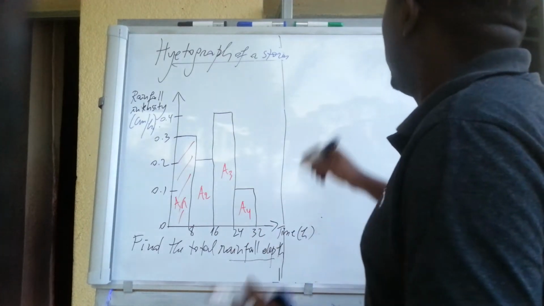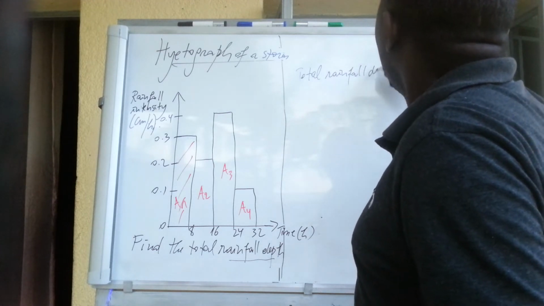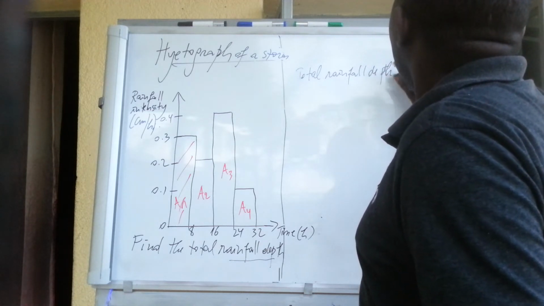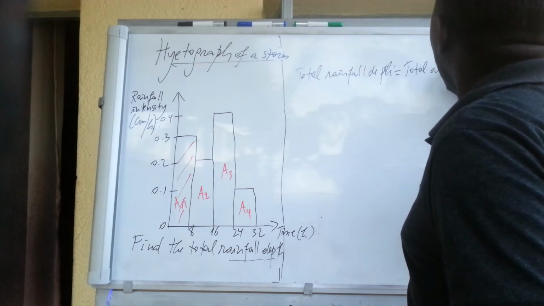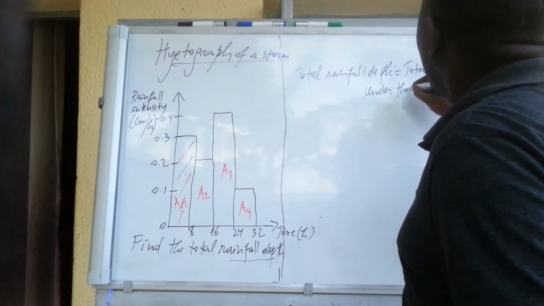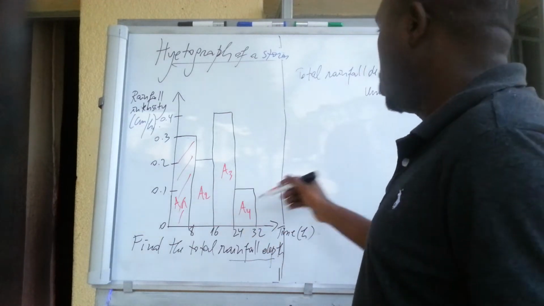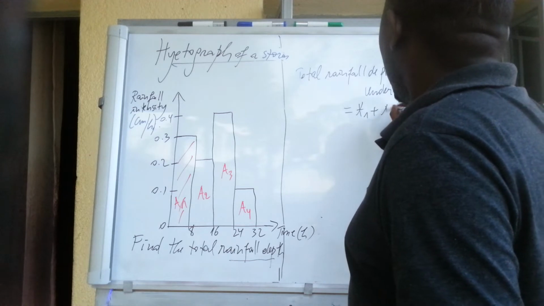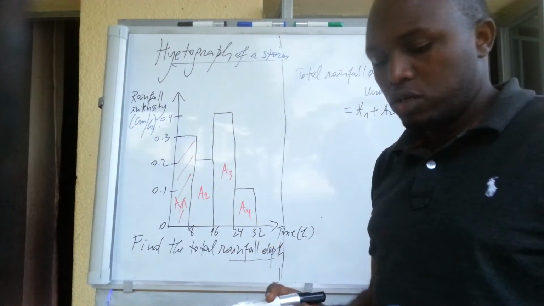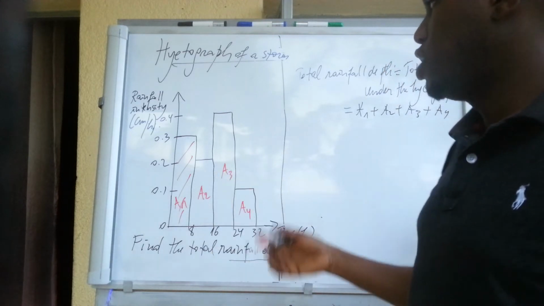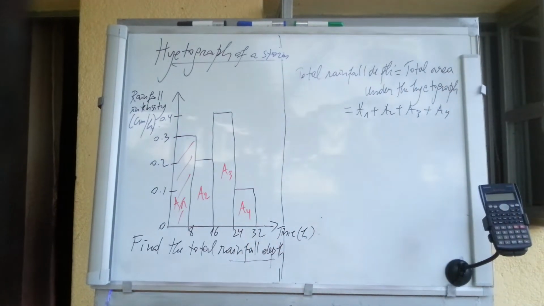Meaning what? The total rainfall depth will be equal to the sum, the total area under the hyetograph. So it's a matter of computing each area and summing up, meaning that area 1 plus area 2, area 3, area 4. So this is the hyetograph which indicates the variation in rainfall intensity against time of a given storm. Then we are asked to find out what? To find out the total rainfall depth.